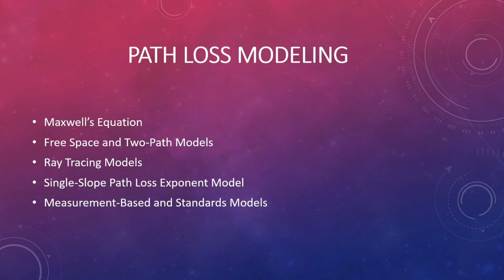Okay, next is path loss modeling. There are several path loss models. The first one is Maxwell equation. The second one is free space and two-path models, and then ray tracing models, then single slope path loss exponent model, and the last one is measurement-based and standard models. Signals consist of electromagnetic waves. The first path loss model, which is the Maxwell equation, describes the interaction between the electric field and magnetic field, which combine together to become an electromagnetic propagation. However, it is quite complex and impractical, so there are modeling methods that are easier to use, which are free space and two-path models.